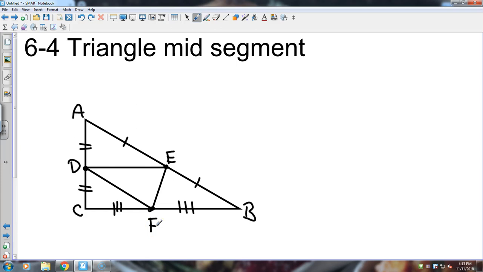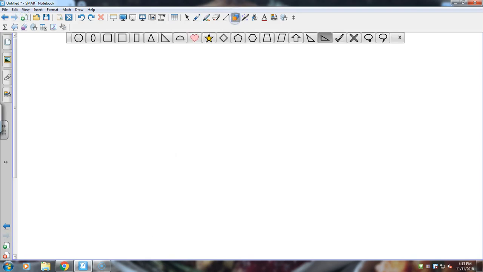AE would be congruent to EB, AD would be congruent to DC, and CF would be congruent to FB. But I just want to draw those on there and show you that. And so that leads me into one of our first theorems.